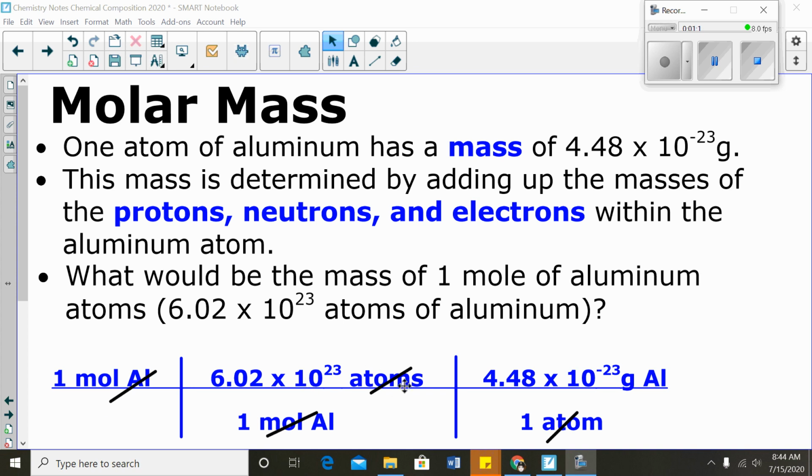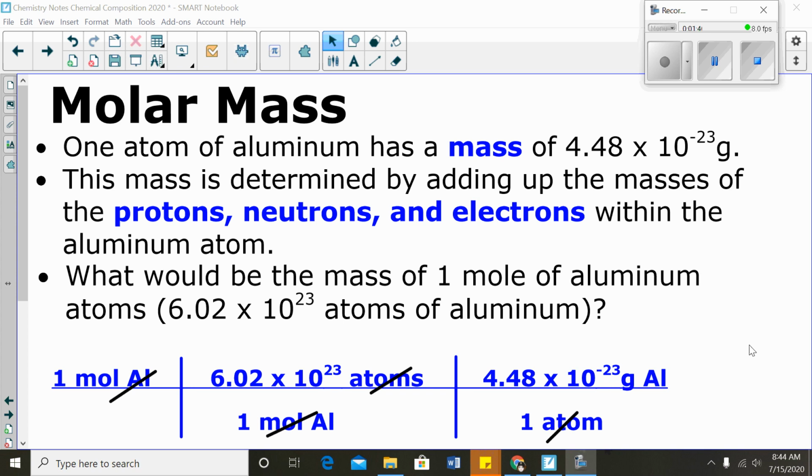But you were not asked to determine atoms. You were asked to determine grams. So you do have a conversion factor between 1 atom and grams. It's right up here in this first statement. In 1 atom of aluminum, you have 4.48 times 10 to the minus 23rd grams. So just be careful where you place your factors. 1 atom is on the bottom so that it cancels with these atoms and you're left with grams.